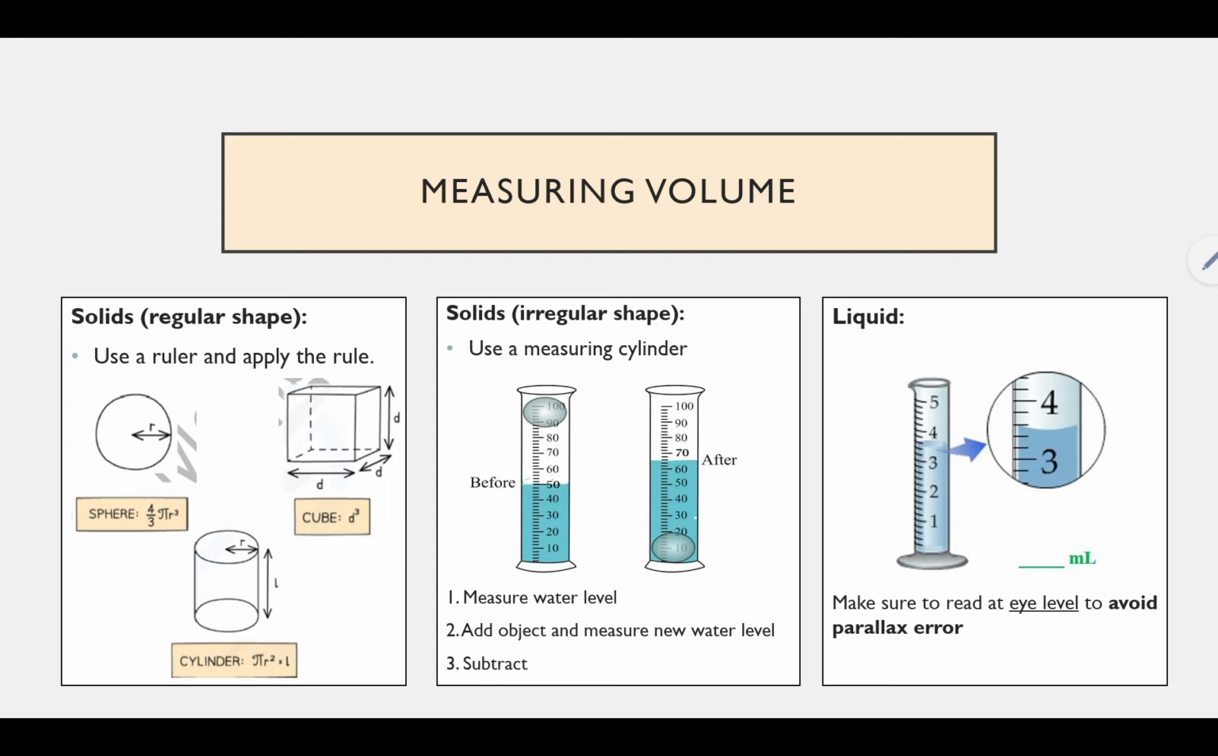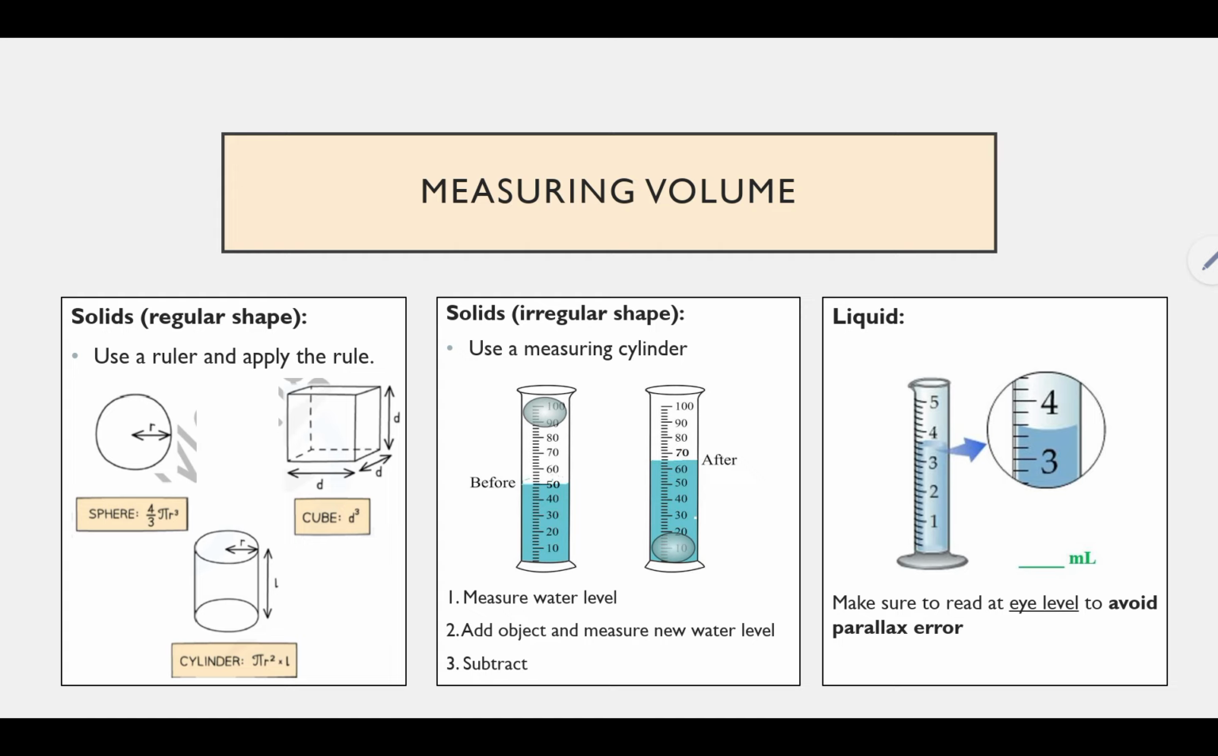So, to measure the volume of a regularly shaped solid, all I need is a ruler. Then I will apply the equations. For a sphere, its equation is 4 over 3 pi r cubed. For a cube, we multiply the diameter of the cube cubed, so d cubed. For a cylinder, we're going to do pi r squared times L. And remember, the r is the radius of the circular part on the top of the cylinder, and the length is the entire height or length of the cylinder.